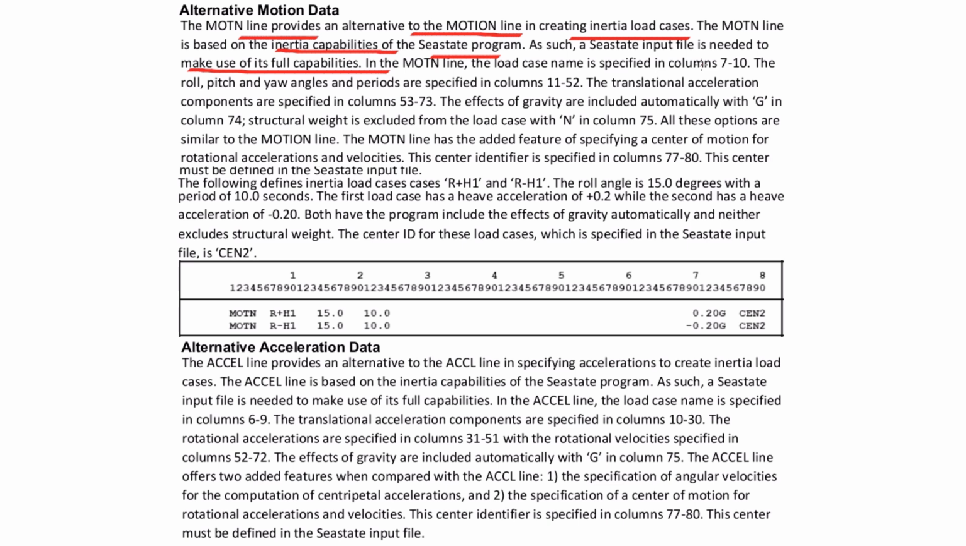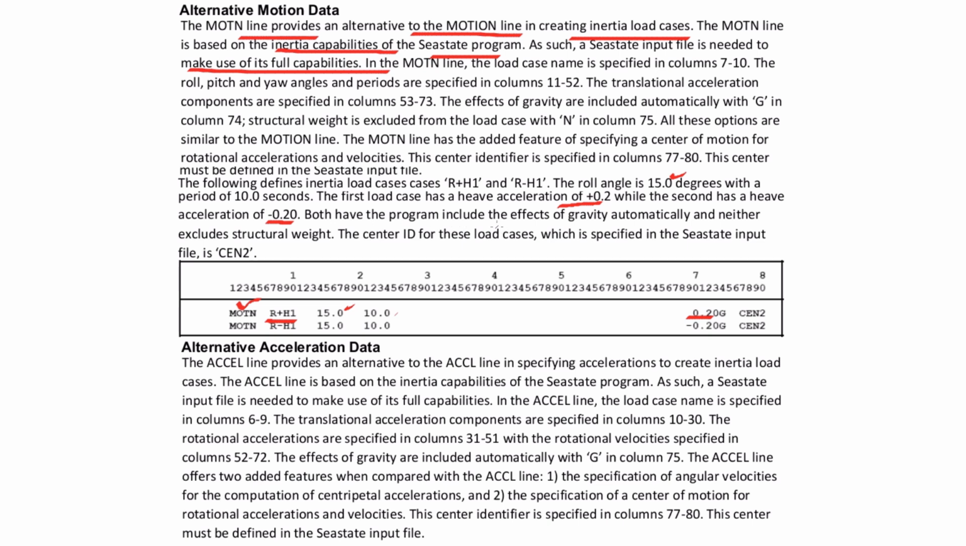In the MOTN motion line, the load case name is specified. Here you can see the load case name R plus H1 is specified. The roll, pitch, yaw angles and periods are specified. Here you see 15 is the roll angle and 10 is the seconds. The first load case has a heave acceleration of 0.2, here you can see 0.2, while the second has a heave acceleration of minus 0.2.